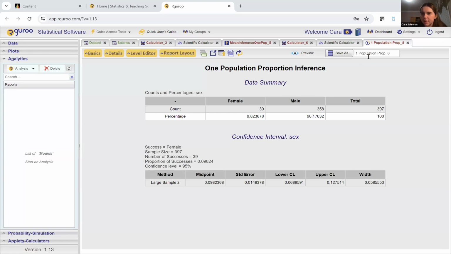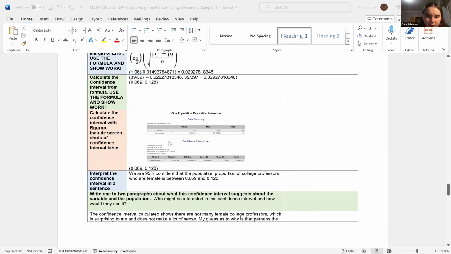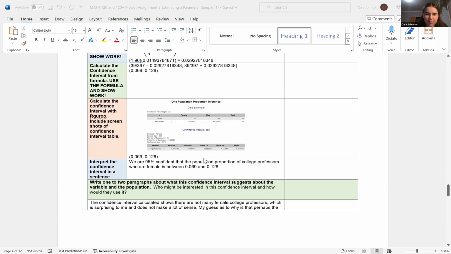You can screenshot that and put it into the document. And if you want to save any of these, then you can put like a title in this box and hit save as if you want to save any of them. And then write your interpretation sentence.